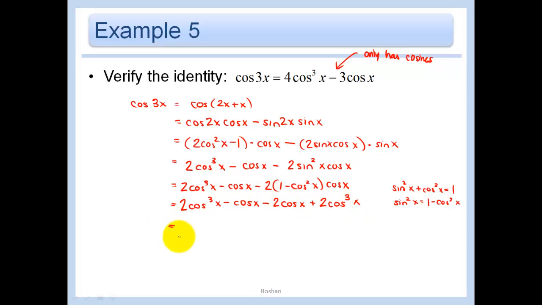Okay, now just combine like terms. We have 2 cosine cubed plus 2 cosine cubed. That's 4 cosine cubed x. And then I have a negative 1 of these cosine x's minus 2 more is minus 3 cosine x. And look at that, I've just verified my identity.